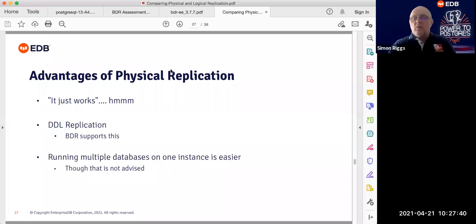What it does do is it has fully automatic replication of DDL, which logical replication does not yet have. But that is a solved problem with BDR. It is, by the way, a complex problem as well, which is one of the reasons it's not yet in core Postgres.